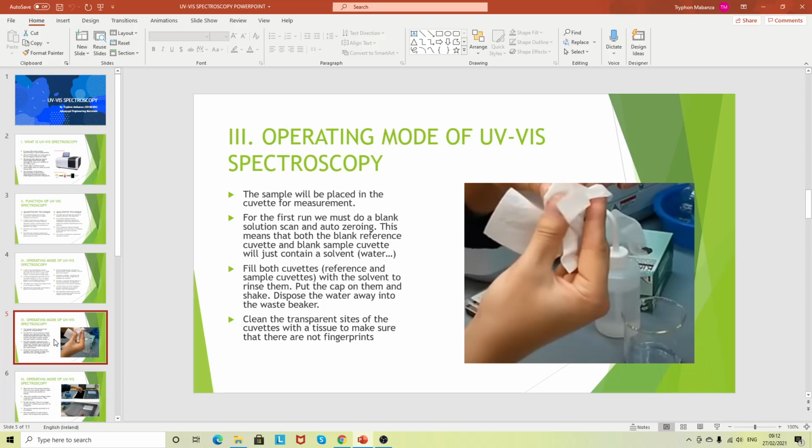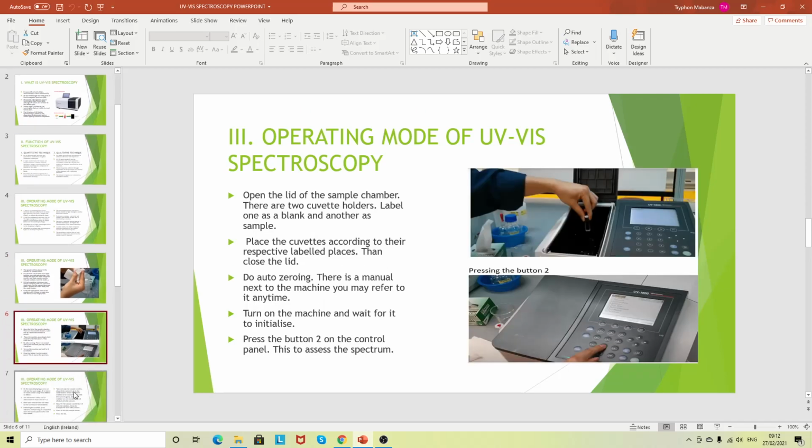For the first run, we must do a blank solution scan and auto-zeroing. This means that both the blank reference cuvette and the blank sample cuvette will just contain a solvent, which could be water. Fill both cuvettes, reference and sample, with the solvent to rinse them. Put the cap on them and shake. Dispose of the water into the waste beaker. Clean the transparent sides of the cuvette with a tissue to make sure that there are no fingerprints. Like in this image, the person is cleaning the outside of the cuvette before inserting it into the machine.